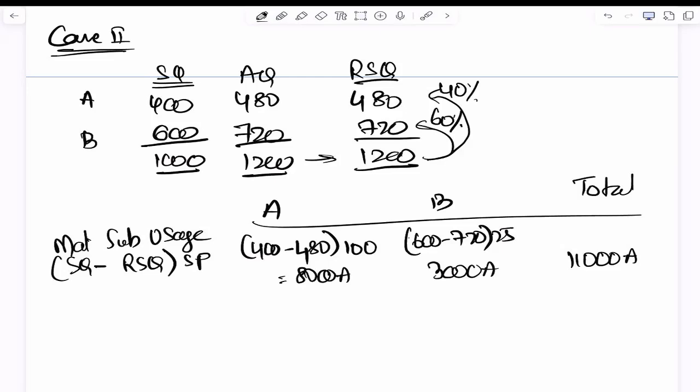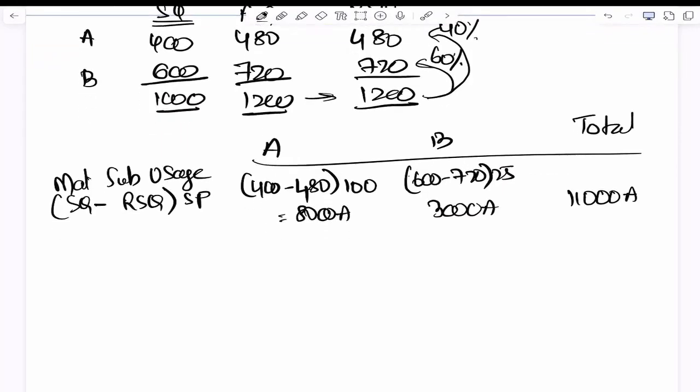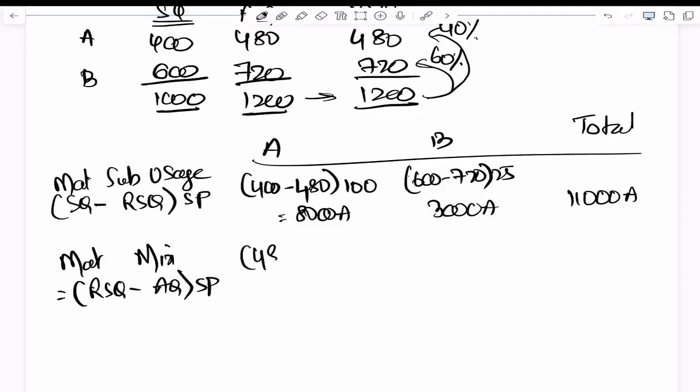There is never a case where it can be favorable for one material and adverse for the other. Mix variance, on the other hand, is always opposite. If you consume more of one, you consume less of the other. So if it is favorable for one, it will be adverse for the other. Sub-usage, either both favorable or both adverse. Material mix variance, guys, will be RSQ minus AQ into SP. What will the answer be here? 0.